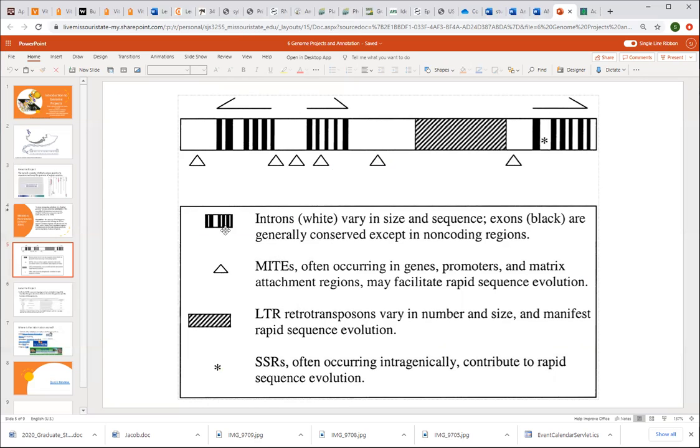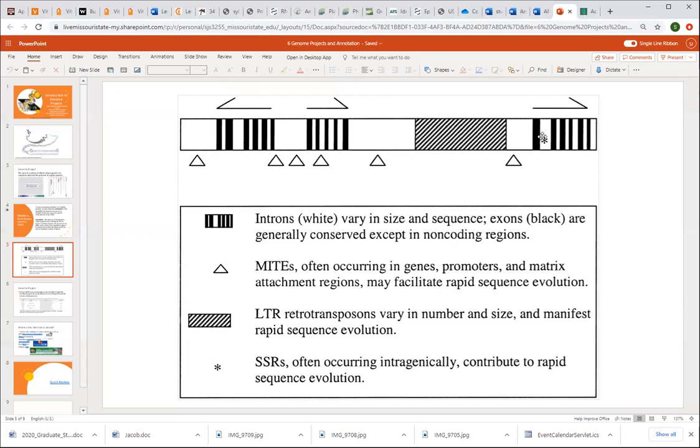They used a triangle to denote MITEs, often occurring near genes, promoters, and matrix attachments. They use all these black bars to represent the exonic regions, and the white ones are the intronic regions, non-coding for any RNA or protein. Okay. The asterisk is a simple sequence repeat, often occurring intragenically, which simply means in between genes. And we use those oftentimes as markers because they tend to stay in a location and they mutate. We can use them to distinguish one species within a population from another.